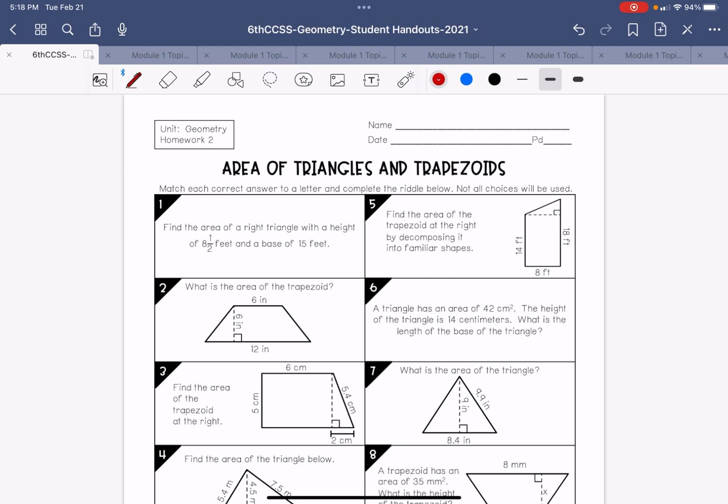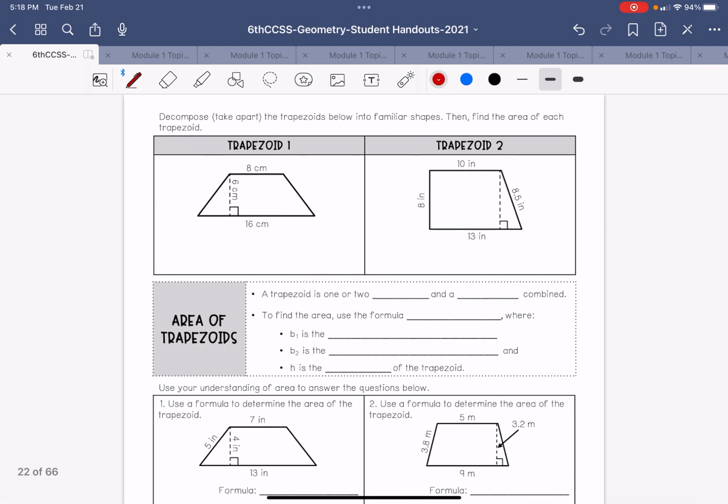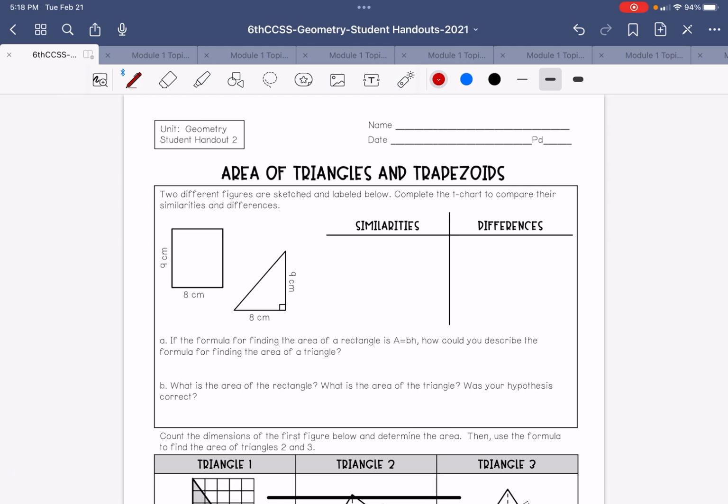Today we're going to talk about area of triangles and trapezoids. The first thing I need for you to do is go ahead and pause the video and fill out how are these two shapes similar and how are they different.